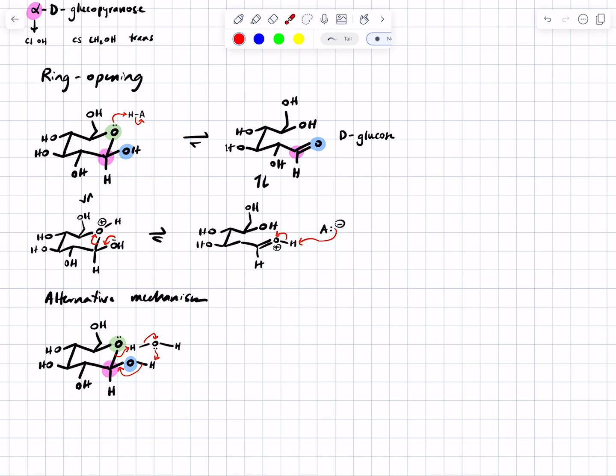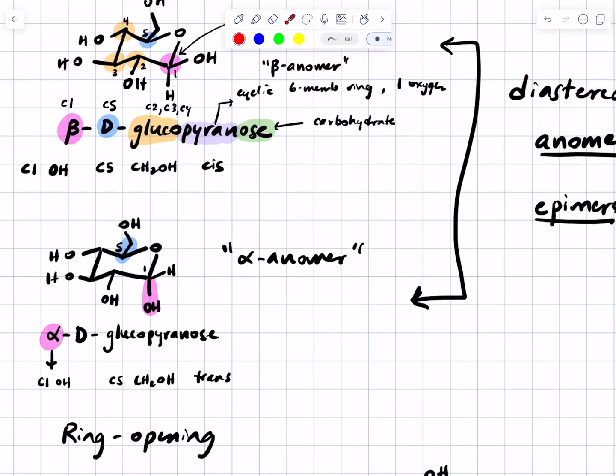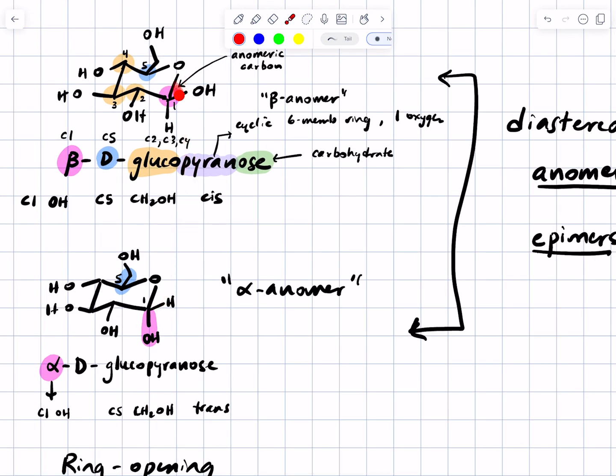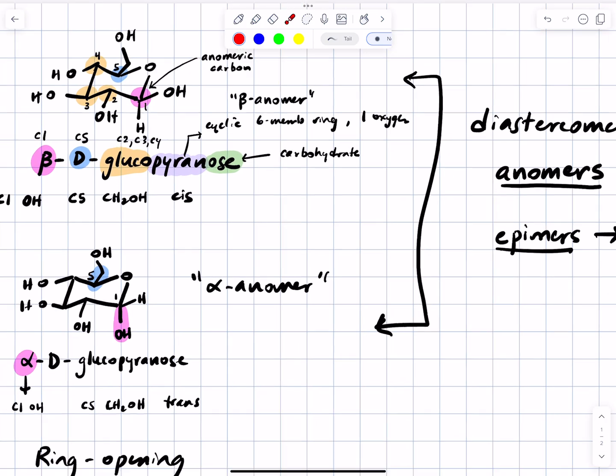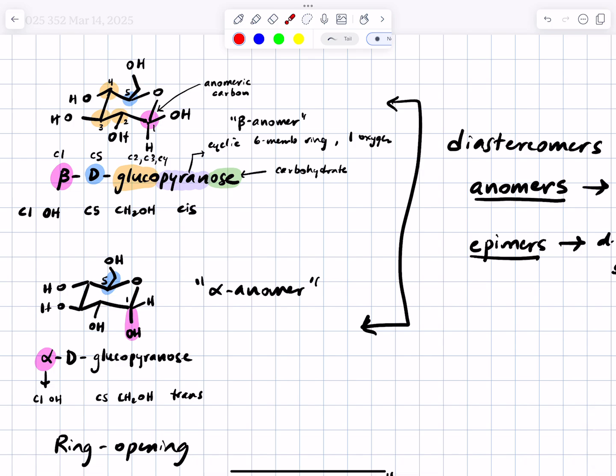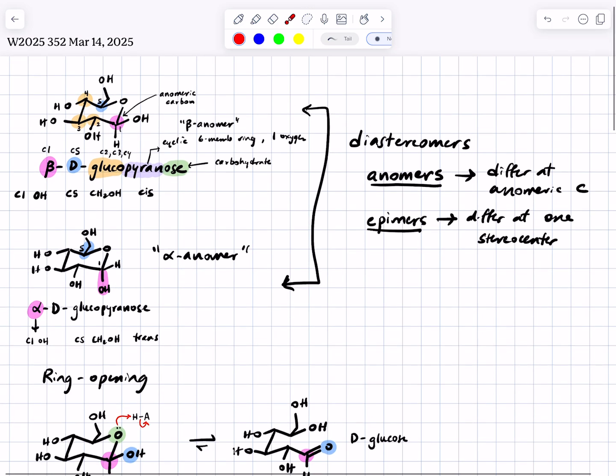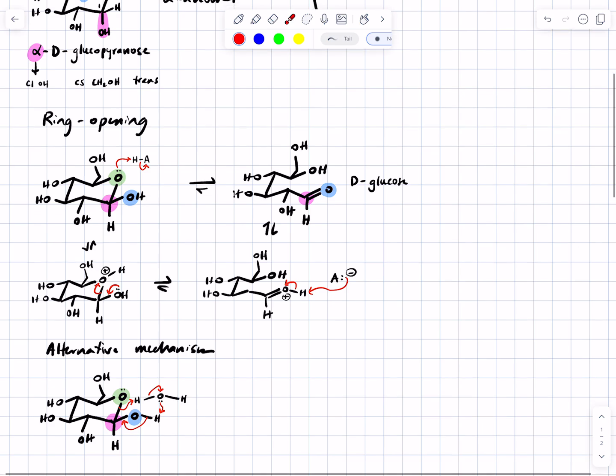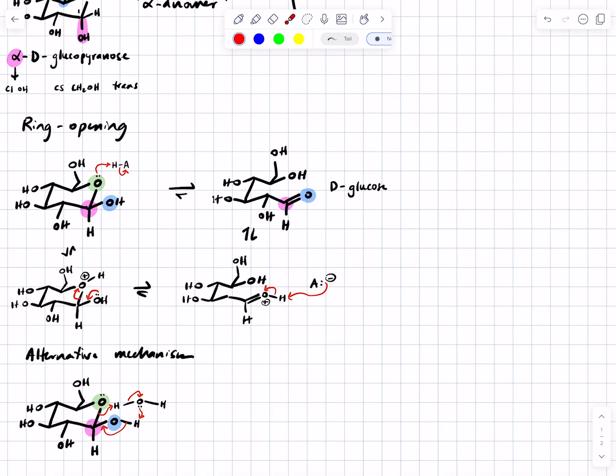Let's talk about interchange between alpha and beta anomers, okay? Because one of the things I didn't tell you, even though these two are stereoisomers, they're in equilibrium with each other in solution. And how they interchange with each other is interesting and important. So one of the ways they can interchange with each other is simply via the open chain form, D-glucose, right?